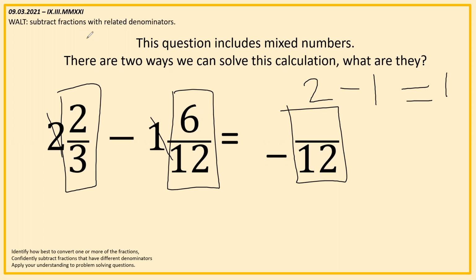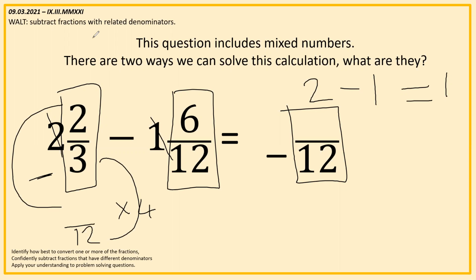So we need to convert our first fraction to have the same denominator. So how do I get from 3 to 12? I multiply it by 4. So that means I must do the same thing to my numerator. So 2 times 4 equals 8. So now I've got 8/12 minus 6/12 equals something over 12. So 8/12 minus 6/12, 8 minus 6 equals 2. So my numerator here would be 2.